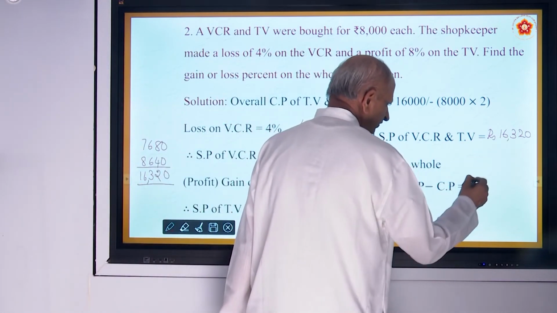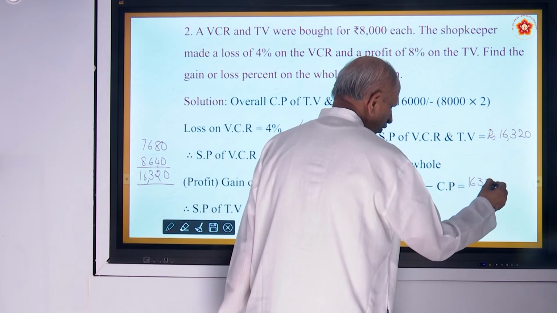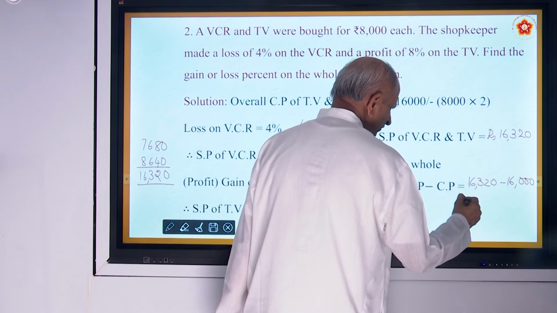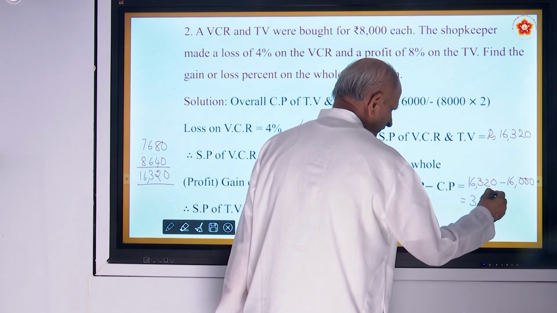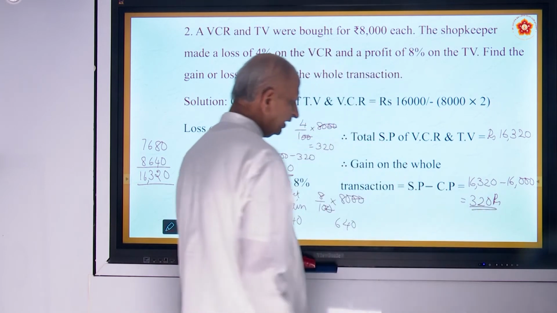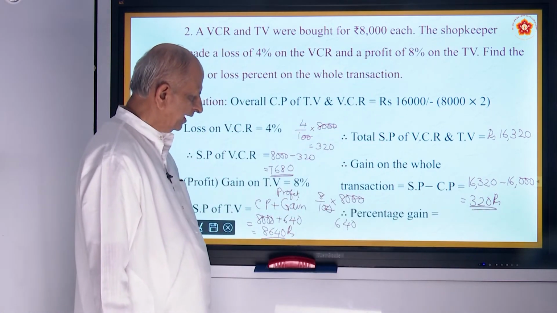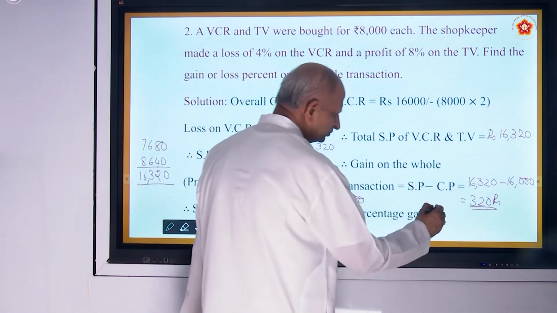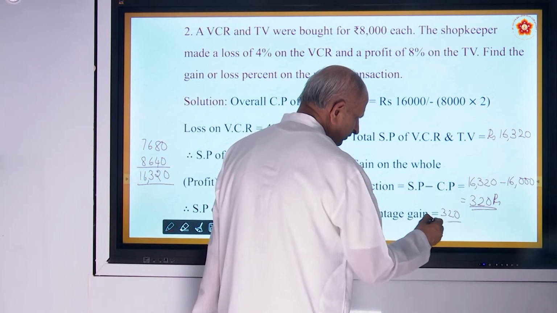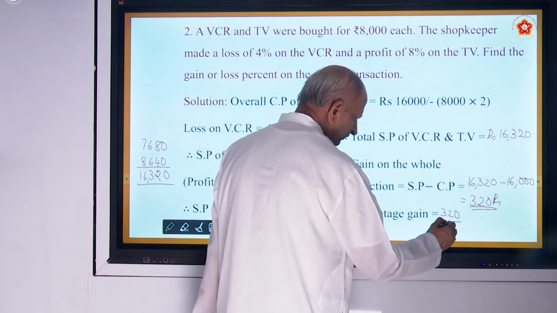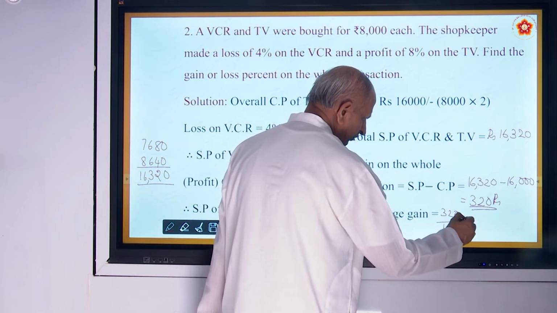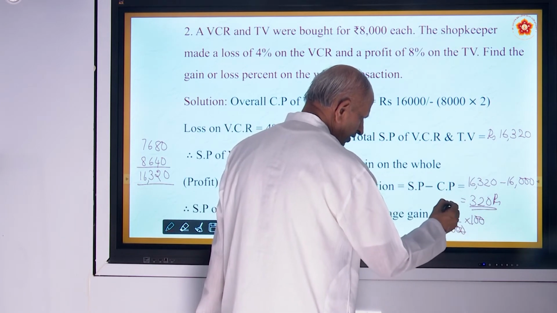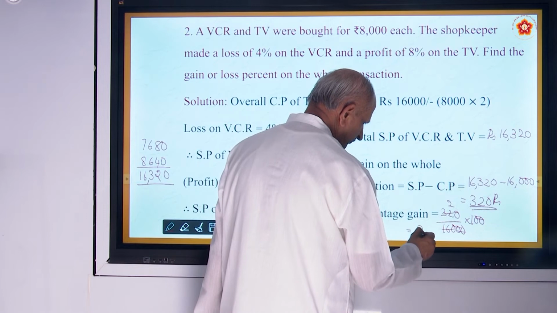So they are asking the gain on the whole transaction, that is SP minus CP. Total SP is 16,320. Total CP is 16,000. Are you following? So this will be 320 rupees. 320 rupees total gain, and therefore percentage gain they are asking. Percentage gain means what? 320 is the gain. What is the cost price? 16,000 into 100, that is called percentage. 0, 0 cancels. Totally there is a gain of 2%.